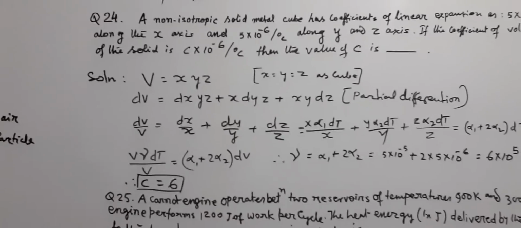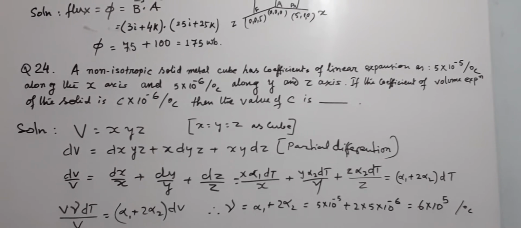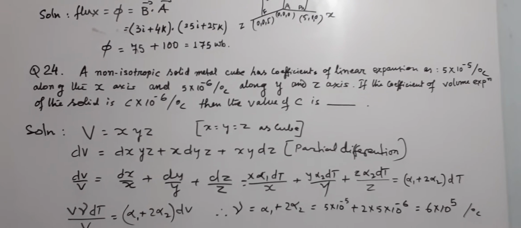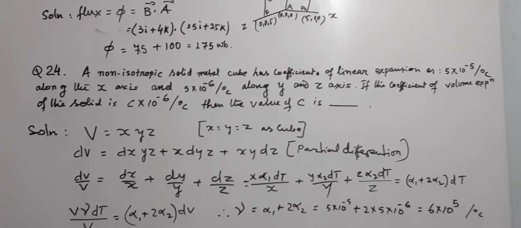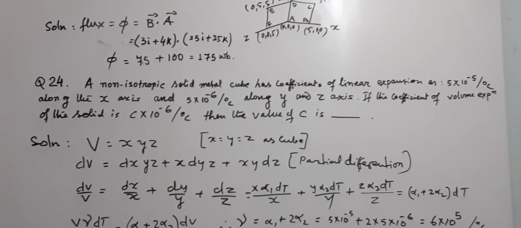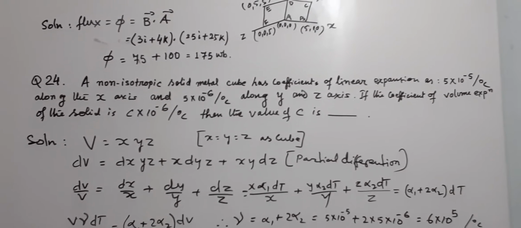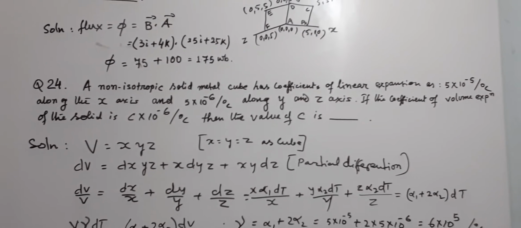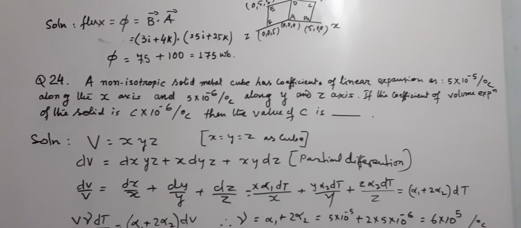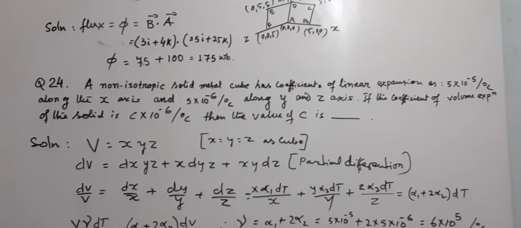Next, question 24. Here a non-isotropic solid metal cube has coefficients of linear expansion 5 × 10^-5 per degree Celsius along the x axis and 5 × 10^-6 along the y and z axes. If the coefficient of volume expansion of the solid is C × 10^-6 per degree Celsius, then the value of C has to fill this gap.